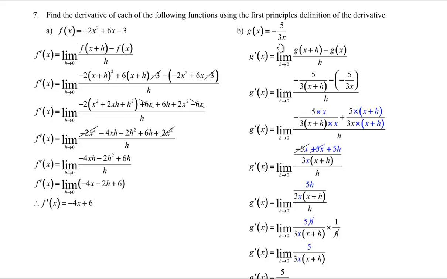Question B, this rational one. g of x is -5 over 3x. This is my first principles definition of the derivative. Because I called it g of x, this would be g prime of x, and these are g of x's, not f of x's. So you should use the name of the function you're given.